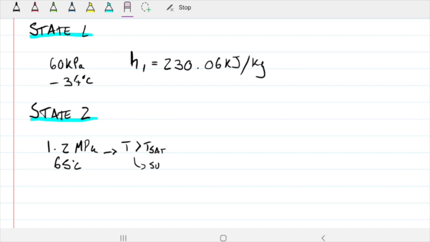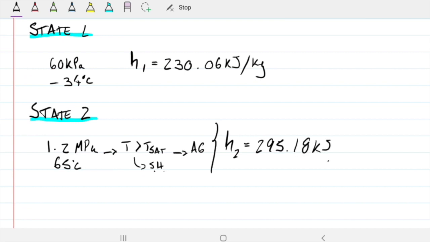Let's just put SH, superheated, there you go. And then we're going to be looking at table A6, and we can grab enthalpy 2 the same way, and I got 295.18 kilojoules per kilogram.